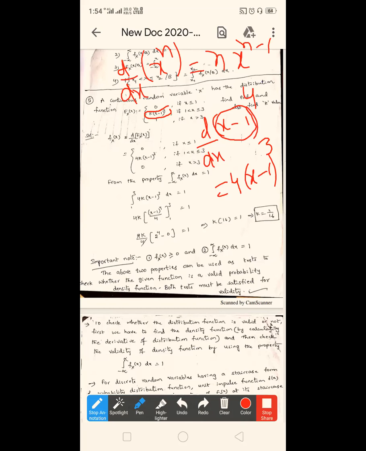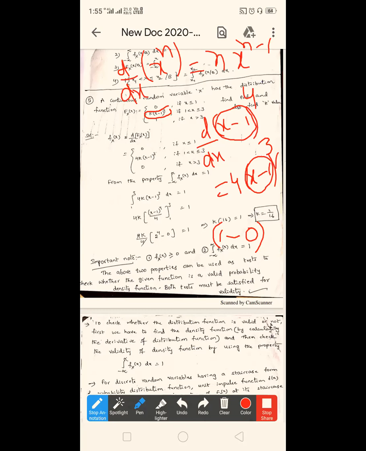Now what is the derivative of x minus 1 with respect to x? The derivative of x is 1, minus the derivative of a constant, which is 0. So 1 minus 0 is nothing but 1. So 4 into (x minus 1) whole cube into 1. Already we have the constant k here. So 4k into (x minus 1) whole cube. This is for the second range.